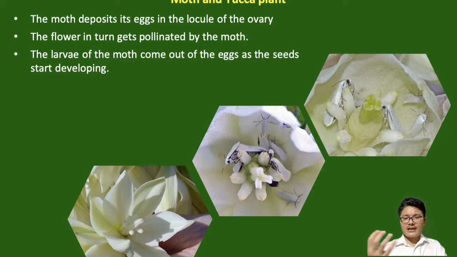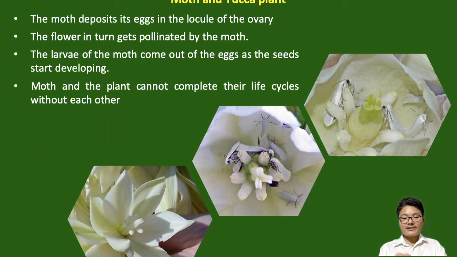And in a way there is a symbiotic interaction between the yucca plant and the moth, as the moth gets a place to lay its egg. Along with that, the yucca plant is being pollinated. So both the yucca plant and the moth can complete their life cycle by interacting with each other. So this is the symbiotic interaction between moth and yucca plant.